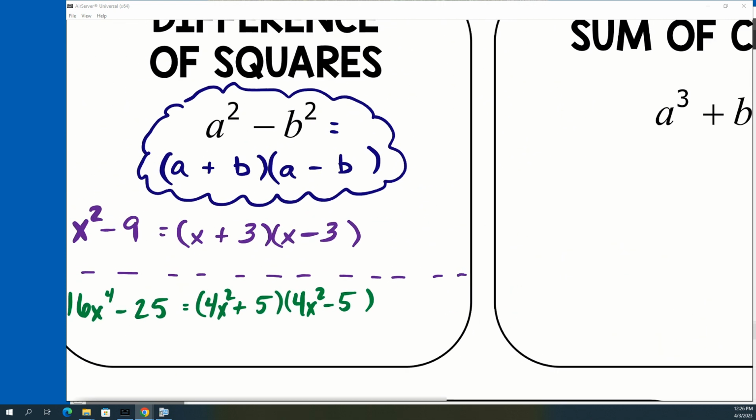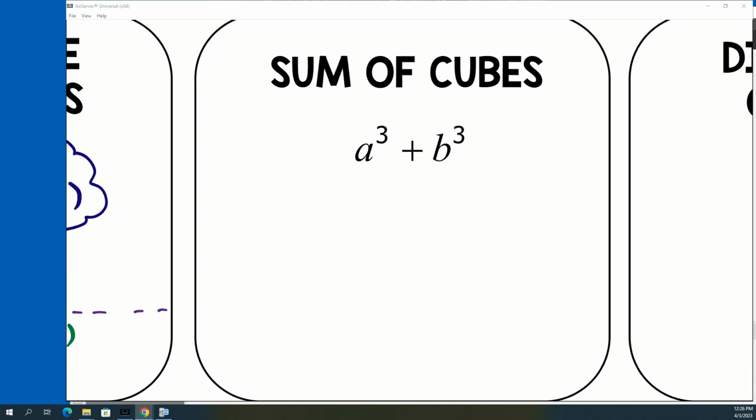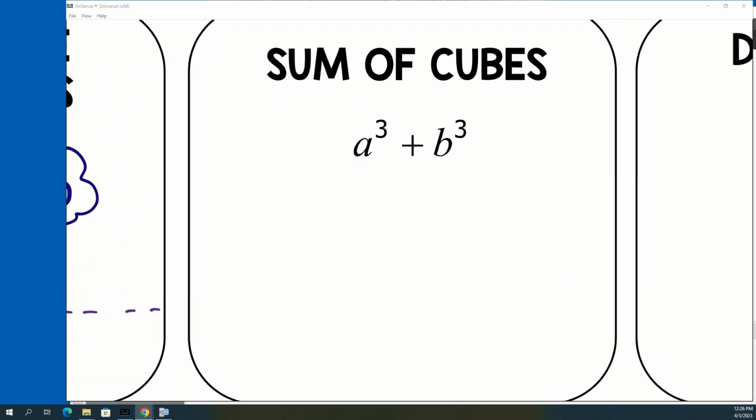Okay, let's talk about cubes. Now, the cube formula is a lot more difficult to remember. So when we do the sum and difference of cubes, you're going to do a small set of parentheses and a large set of parentheses. Inside the small set, you're going to find the cube root of each. And so that's going to be a and b. And then whatever sign was between them, you're going to bring that sign down in the small set of parentheses.